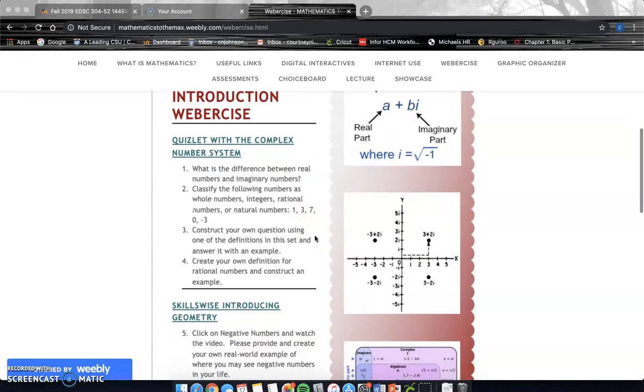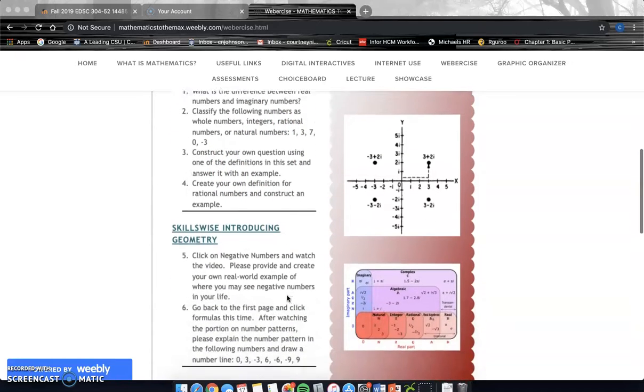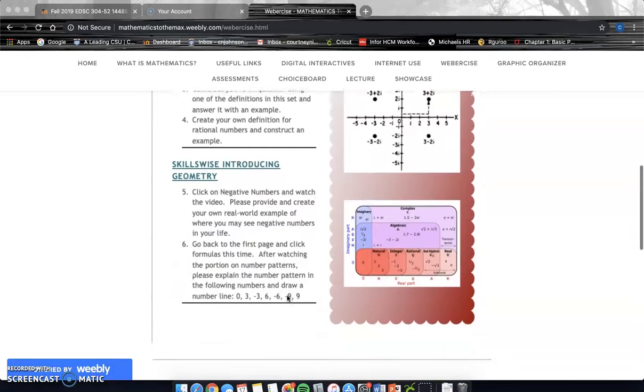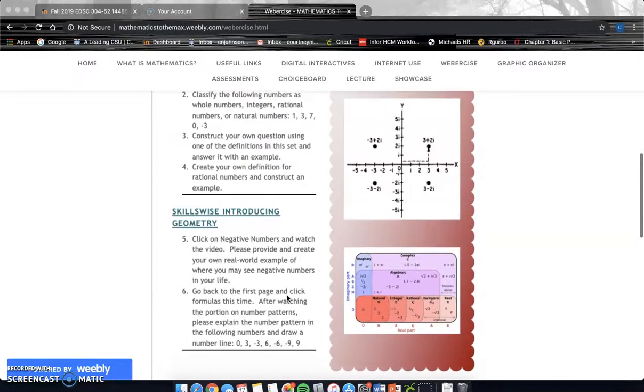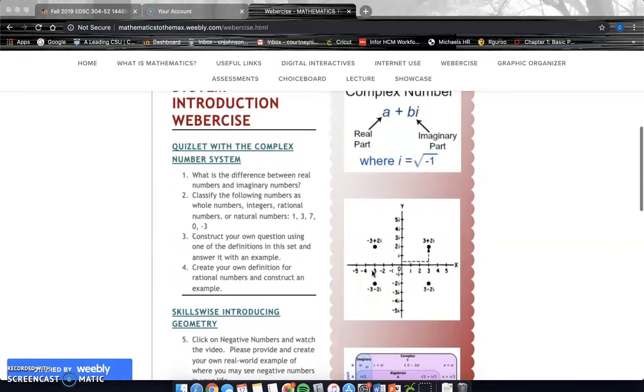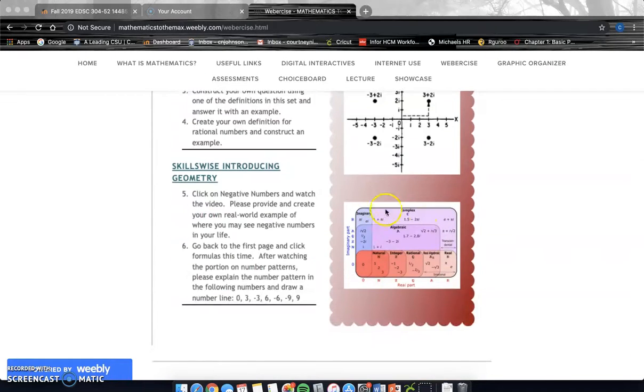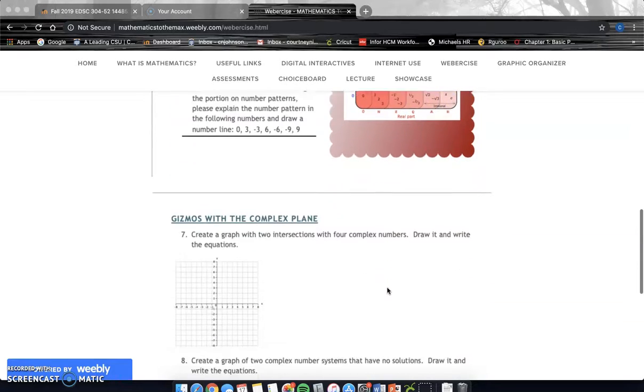These questions go along with our lesson plan and what we learned in the lecture in our lecture tab, which we will go over briefly in just a minute here. We have questions that include graphing. We have images helping us see where complex numbers lie in our different number systems.